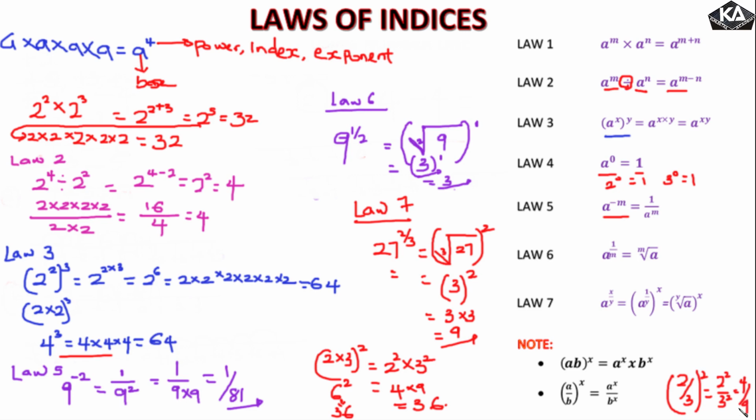Now, in summary of what I've been saying, you have a lot of indices laws for you to be able to run around and calculate questions on indices. These 7 laws are very important, and the 2 notes. Once you're able to understand how you can run around these 7 laws, you will find indices questions, simplifications on indices, on exponents, very, very easy, without stress.